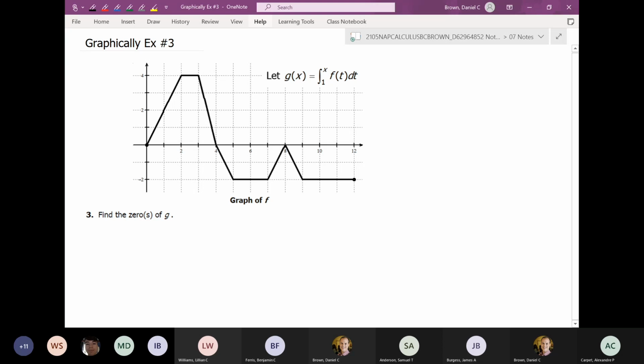So looking at this example, I went ahead and just left everything the same. We have the same g of x, and g of x is a function of f of t.